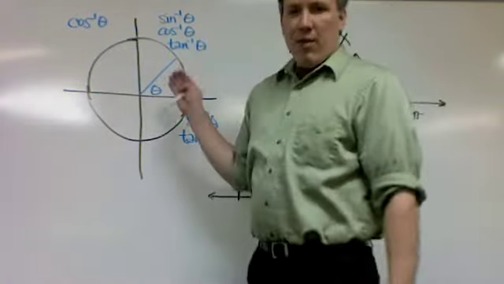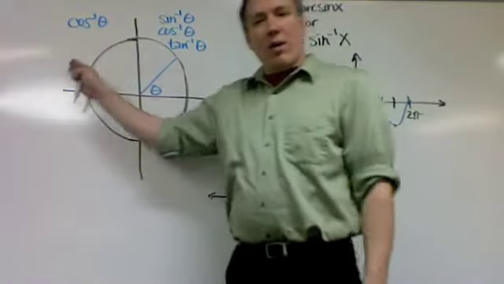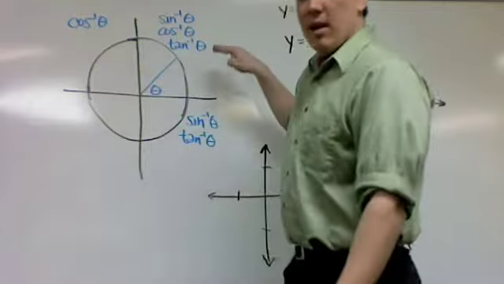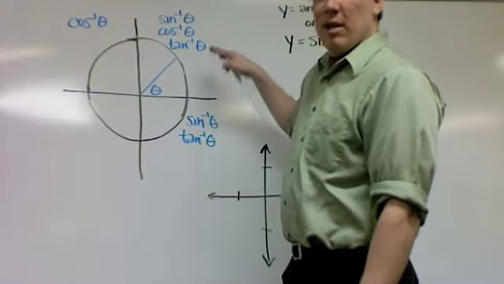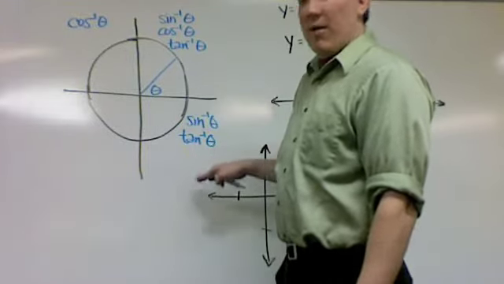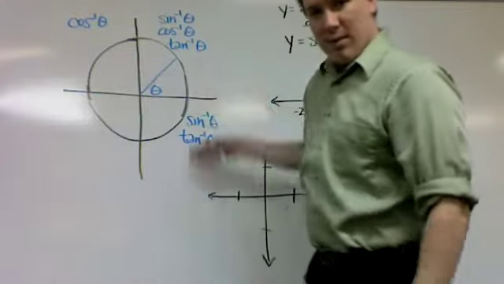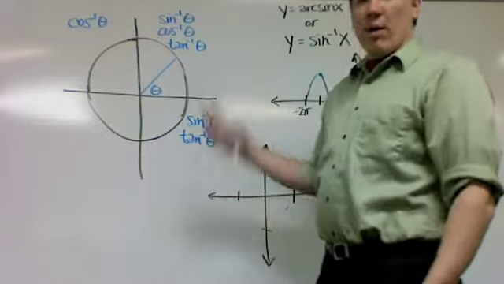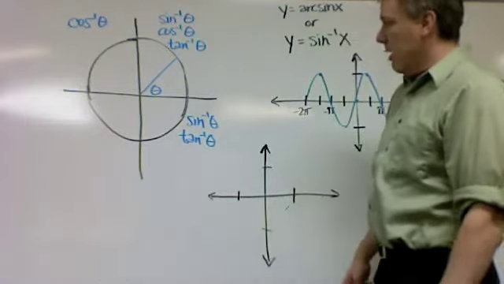Cosine is the one that's different. It's first quadrant and second quadrant, because cosine's positive here, negative there. Sine is positive here, negative here. Tangent is positive here, negative here. It's also negative here, but they just chose, well, let's go this way with tangent. It could have gone the other way. They chose that way. Okay?